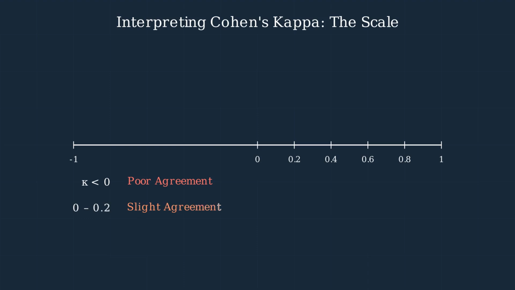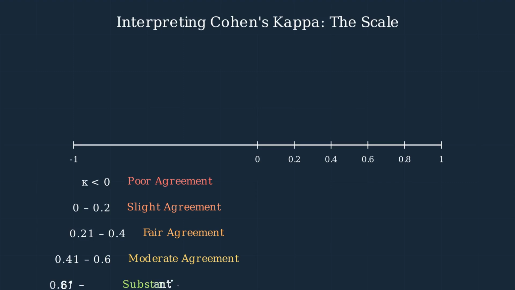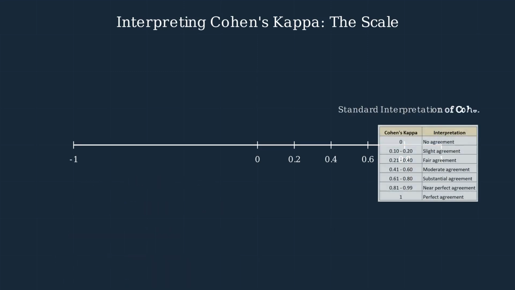Values between 0 and 0.2 suggest only slight agreement. From 0.21 to 0.4 indicates fair agreement between raters. Moderate agreement is represented by values from 0.41 to 0.6. Substantial agreement occurs when kappa falls between 0.61 and 0.8. Values from 0.81 to 1 indicate almost perfect agreement between raters. This standard interpretation scale is widely accepted in research and clinical settings.